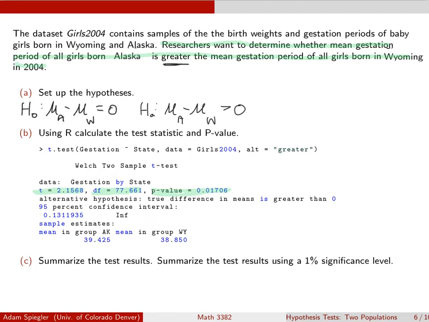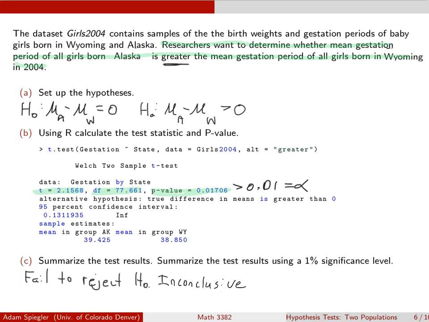If we were doing a test at a 1% significance level, what would our conclusion be? Well, we've got a p-value of 0.0716, and we can see that the p-value happens to be just slightly greater than the significance level, which in this case was chosen as 1%. So if we were using a 1% significance level in this test, we would fail to reject. This is not a statistically significant result at the 1% level. So we would fail to reject the null hypothesis, and the test is inconclusive. We can't claim anything about the differences in these gestation periods for the babies born in Wyoming versus Alaska in 2004.